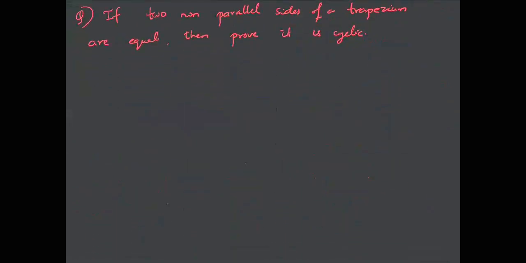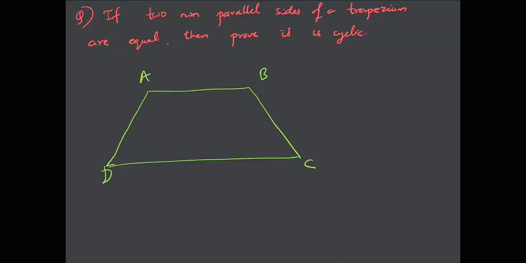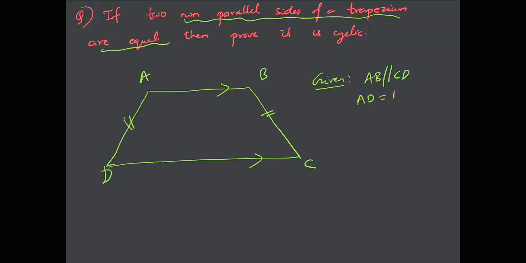If two non-parallel sides of a trapezium are equal, then prove that it is cyclic. First of all, all of you know what a trapezium is, right? If two opposite sides are parallel, then the quadrilateral is called a trapezium. So AB is parallel to CD in a trapezium, and it is given that the non-parallel sides are equal, that is, AD equals BC. It is required to prove that ABCD is cyclic.